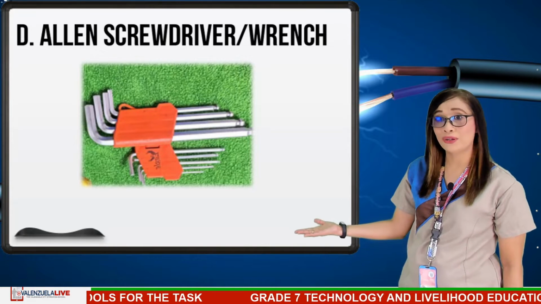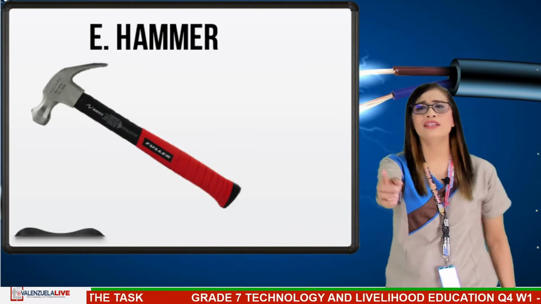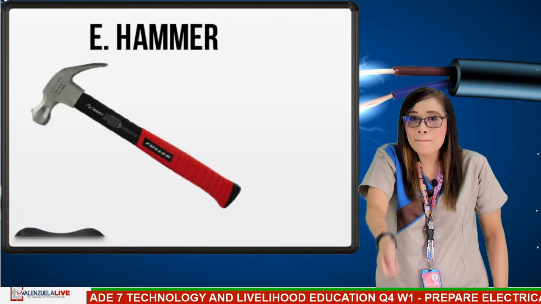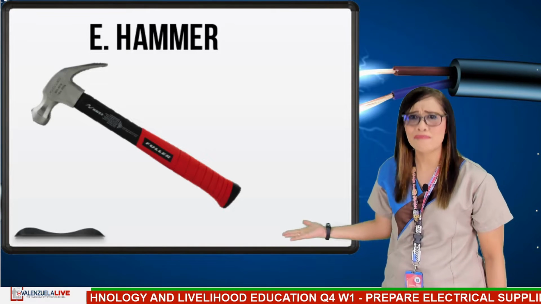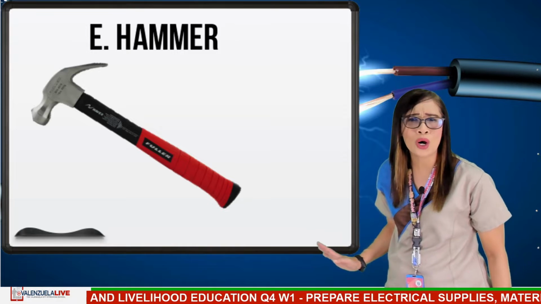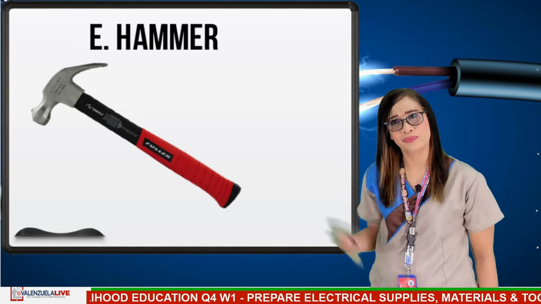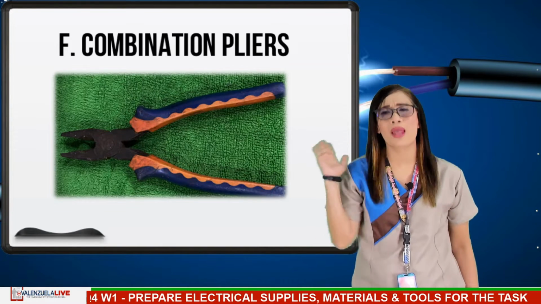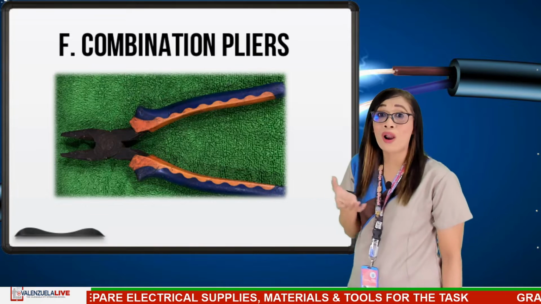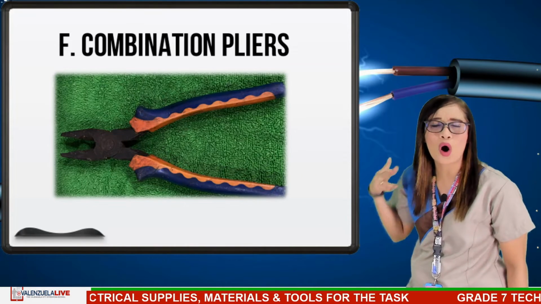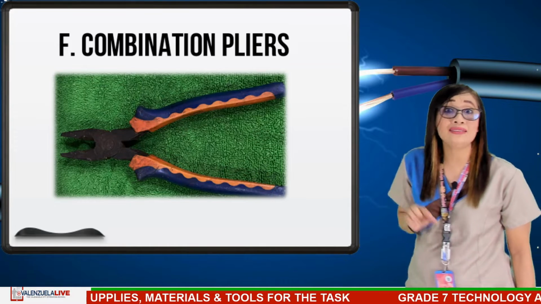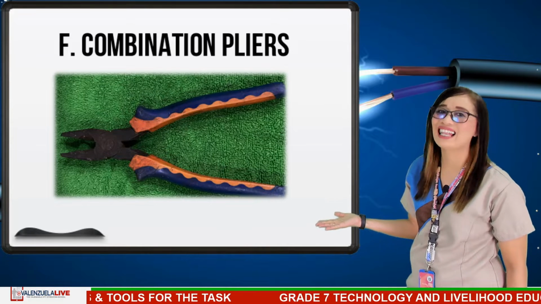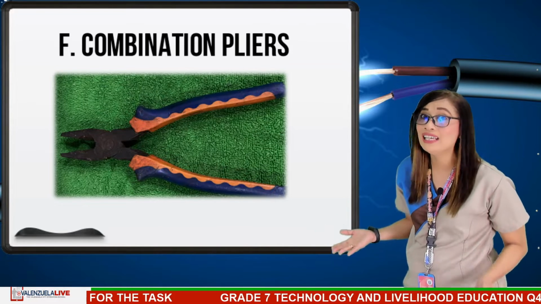Next, letter E is hammer. These are the tools used in driving or pounding and pulling out nails. They are made of hard steel, wood, plastic, or rubber. Next, combination pliers. We call it lineman's pliers. These are used for gripping, holding, and cutting electrical wires and cables and even small nails. They are usually used by linemen in doing heavy tasks.